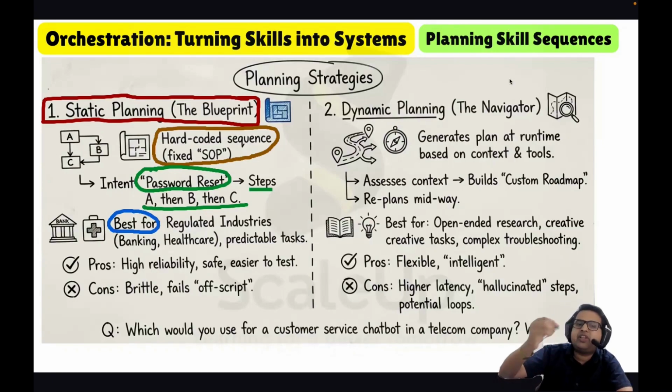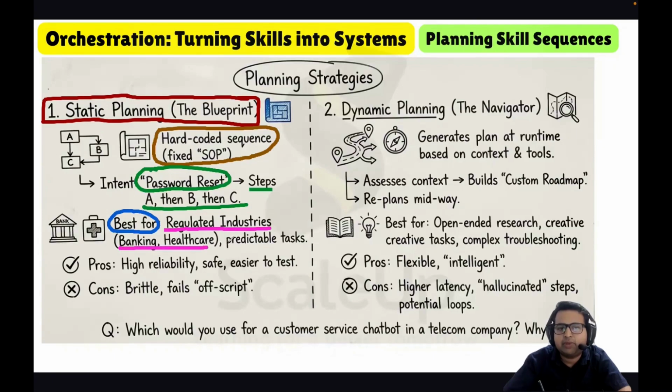Static planning is best for regulated industries. It is best for fixed workflows, fixed SOPs. It is best for regulated industries like banking and healthcare. It is best for predictable, repetitive tasks where deviation is a risk.